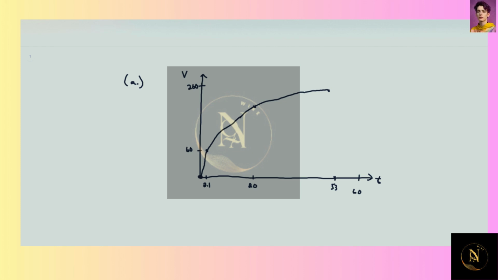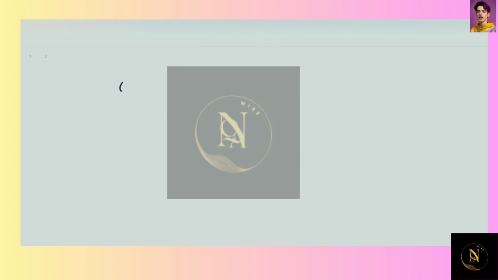And since the acceleration is the slope of the velocity curve, we see that the slope is changing. So the acceleration is not constant. It's constantly changing throughout this. And that's the end of part A.